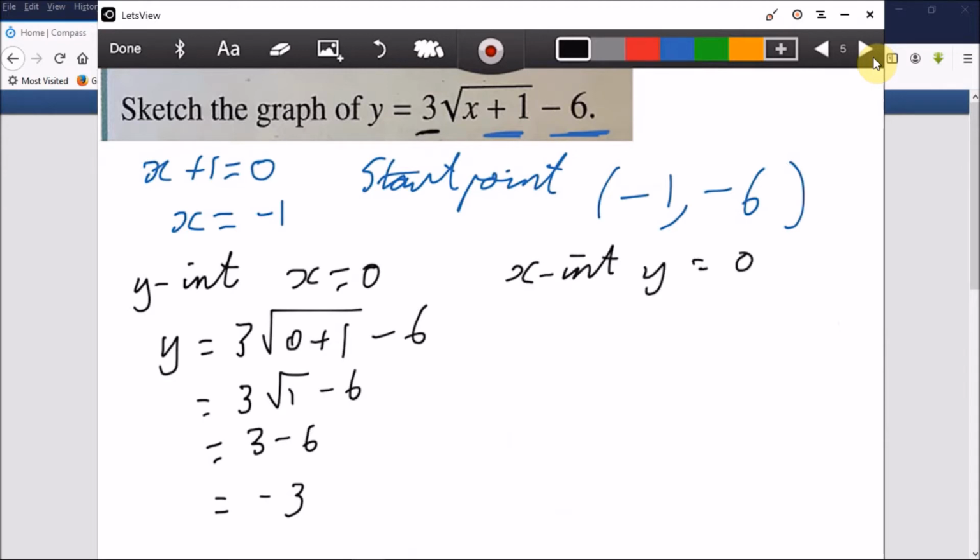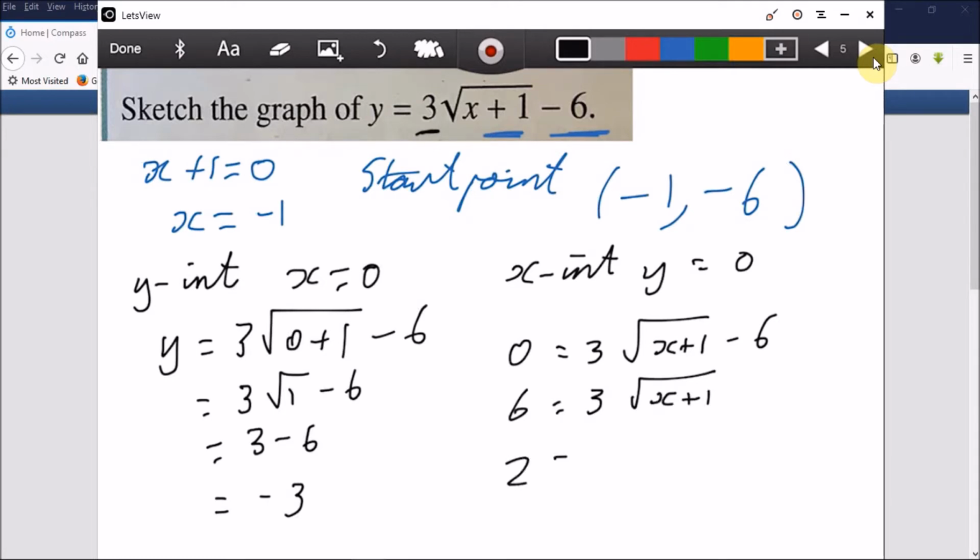That's when y equals 0. So you've got 0 equals 3 square root of x plus 1, minus 6. Add 6 to both sides. Rearrange, now divide by 3. To get rid of the square root, we square both sides. Take 1. And that equals 3, the x-intercept.